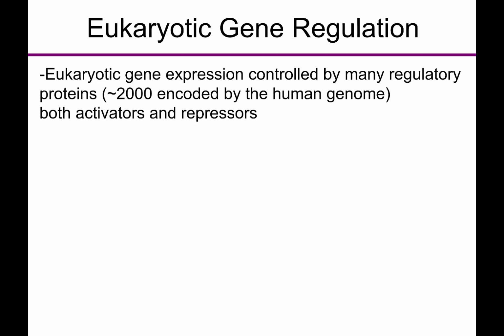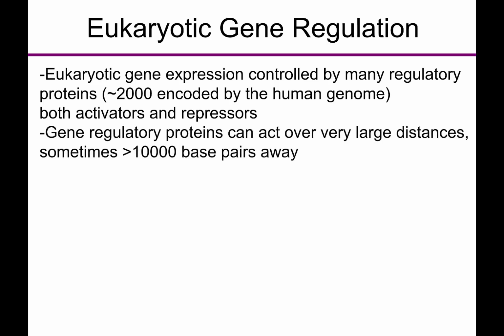There's about 2,000 encoded by the human genome. So think about your genome, maybe 20,000 to 30,000 protein encoding genes. 2,000 of that is gene regulatory proteins, includes activators and repressors. That's a huge contribution. That's huge importance by these proteins. Gene regulatory proteins can act over very large distances, sometimes greater than 10,000 base pairs away. And as we said before, one mechanism is this DNA looping.